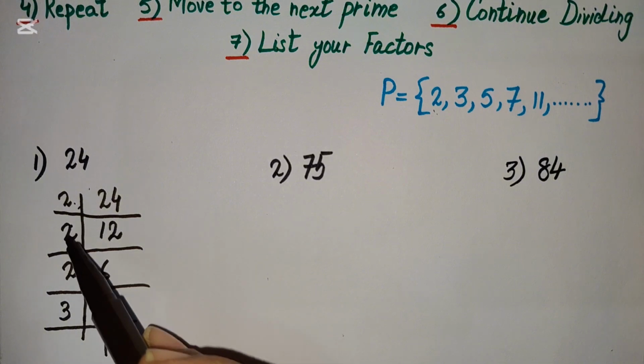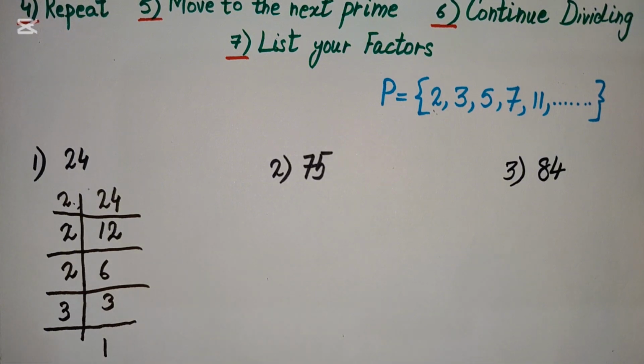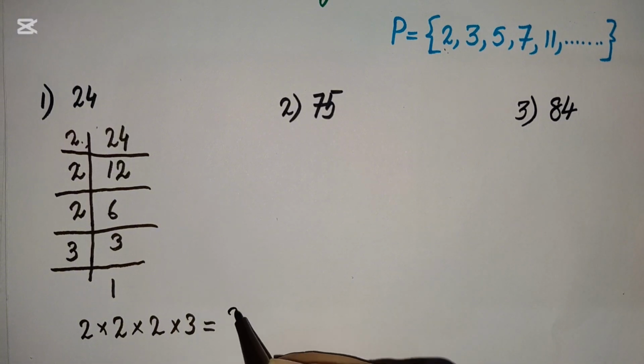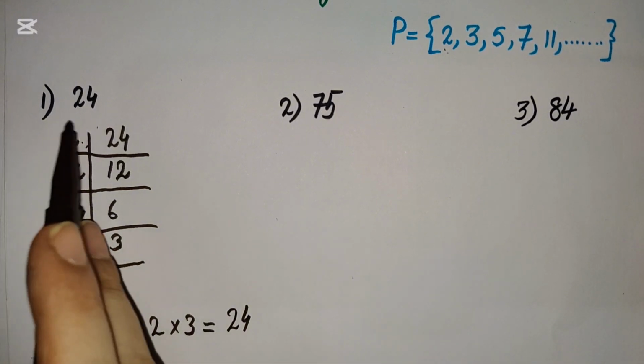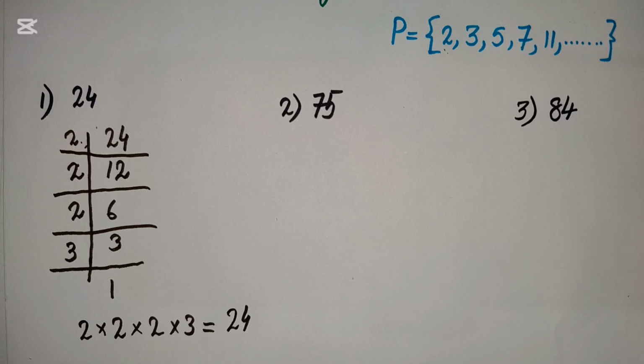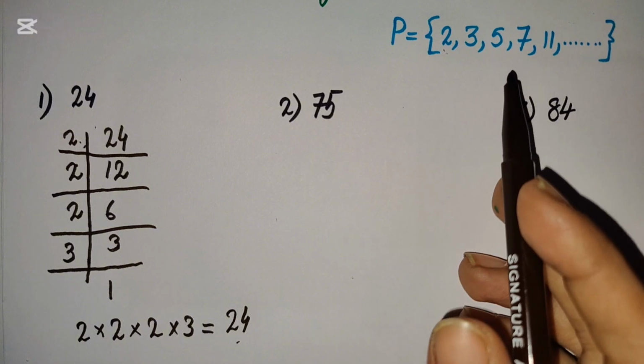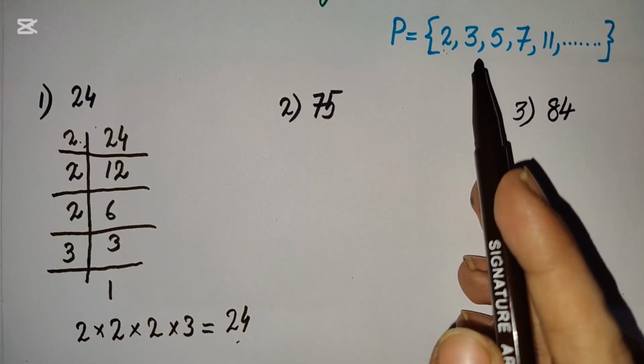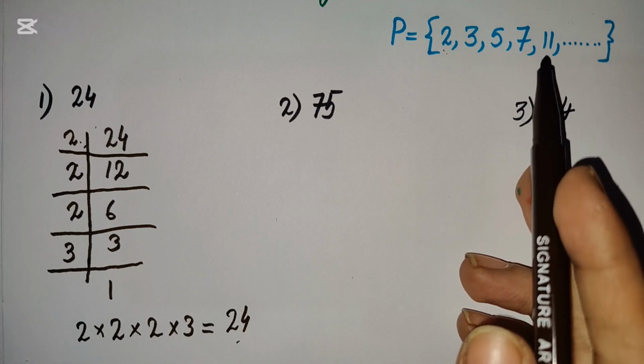Now we will make a list of all factors. The prime factors will be the numbers you used to divide, written in order. If we multiply all these prime numbers, we will get 24 again. So it means these 4 numbers are prime factors of 24. Remember, prime numbers are numbers greater than 1 that have no divisor other than 1 and themselves.